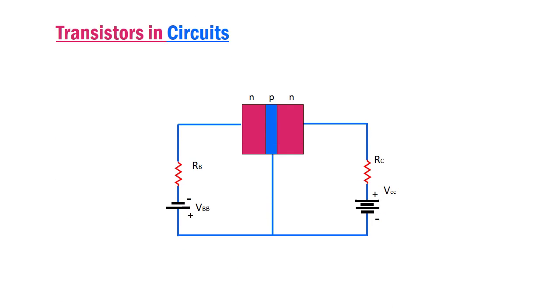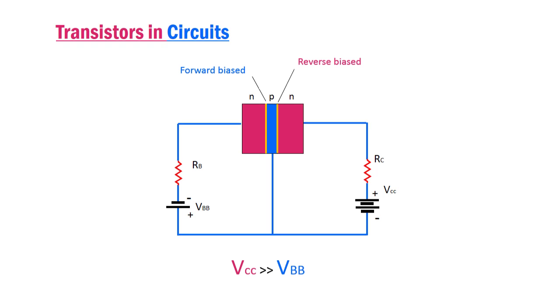For normal operation of the transistor, in a circuit, batteries VBB and VCC are connected in such a way that its emitter-base junction is forward biased, and its collector-base junction is reverse biased. VCC is of much higher value than VBB.